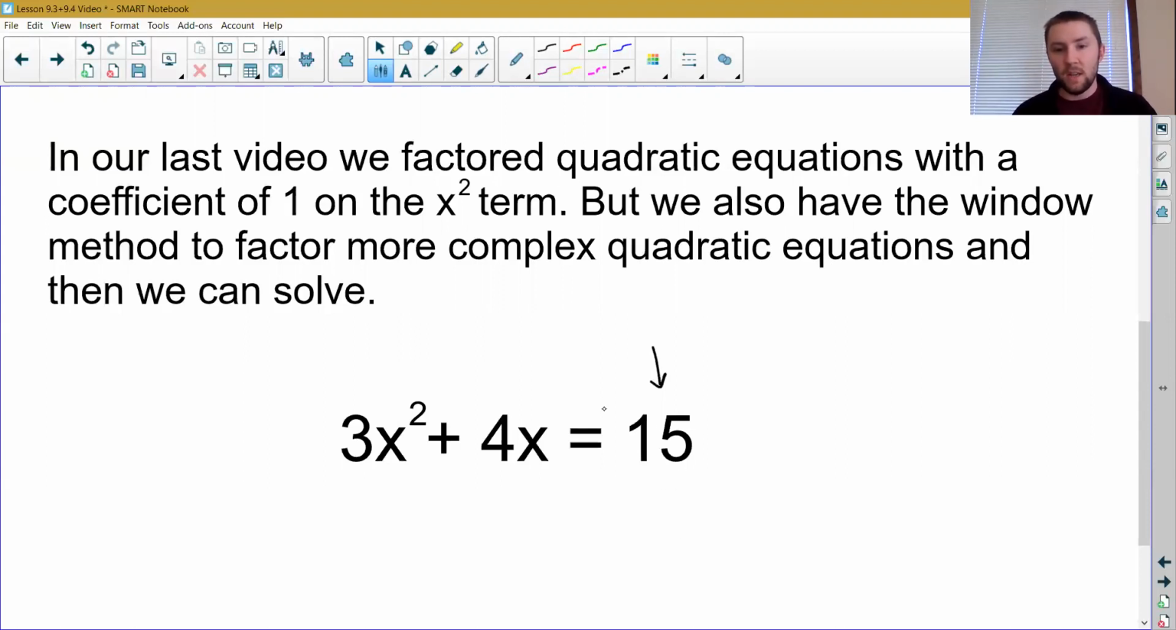So in this case, if I subtract 15 from this side, this will turn the right-hand side of my equation into 0. So 15 minus 15 is 0.